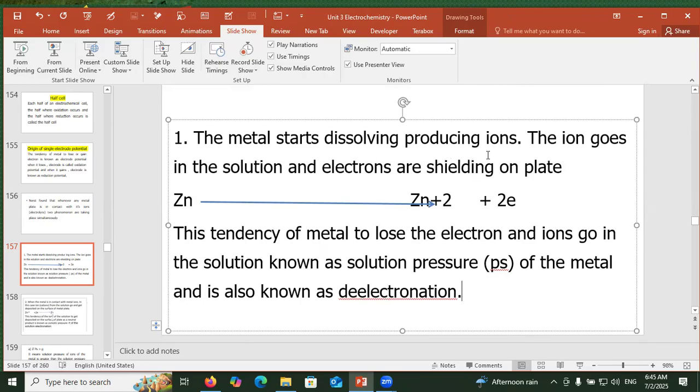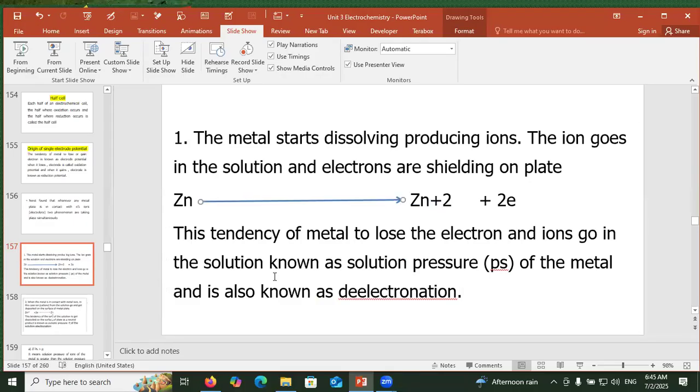The metal starts dissolving, the ions go into the solution, and electrons are left on the plate. This tendency of the metal to lose electrons and ions to go into the solution is known as the solution pressure of the metal, also known as de-electronation.